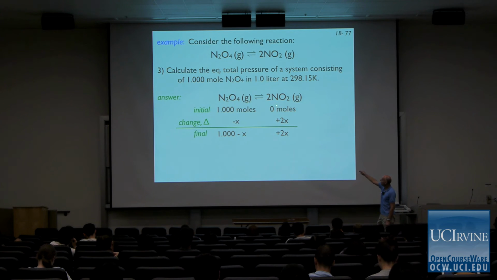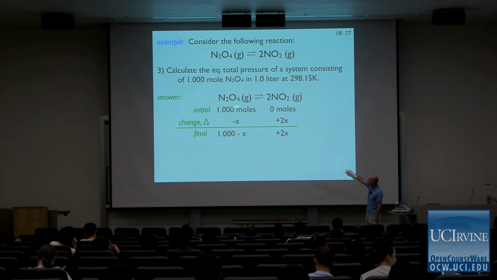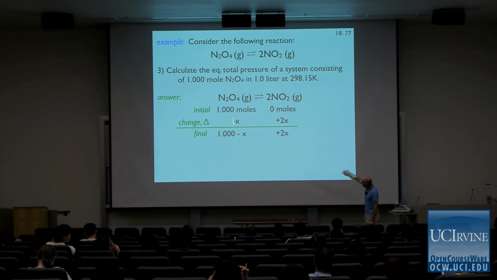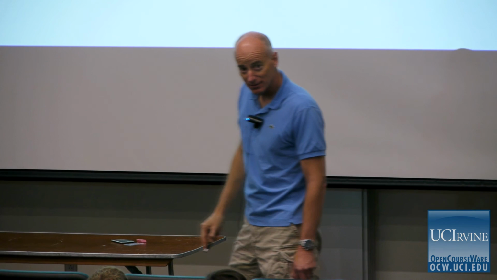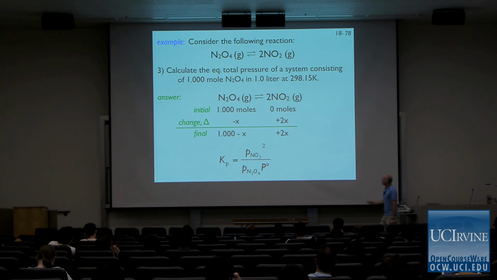1 mole of this, no moles of this. Here's the change. All right, minus X is the number of moles that are going to be consumed as the reaction proceeds from left to right, plus 2X, because there's a 2 here. All right, so the total is going to be 1 minus X plus 2X. Remember this? Okay, here's our equilibrium constant expression.